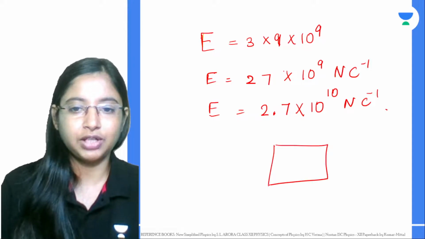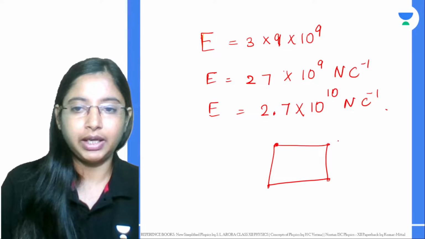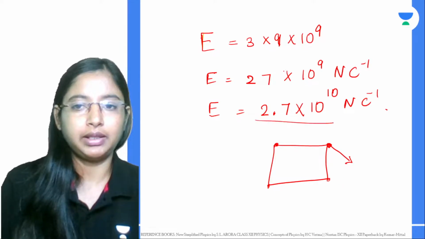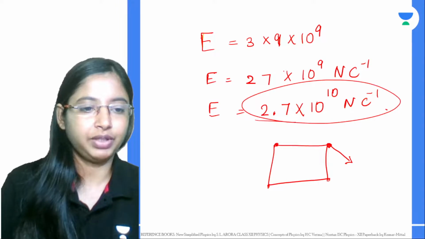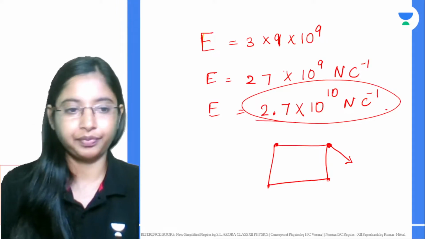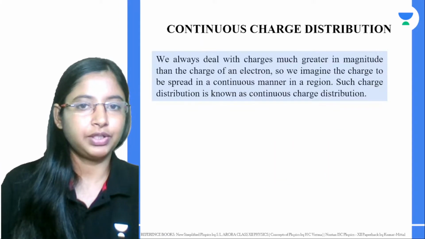So in this case you have 4 charges, and at this point B, the resultant electric field because of all of these charges was acting in this direction, down over here. The electric field was around 2.7 into 10 to the power of 10 Newton per Coulomb. Alright, so with this we are coming towards the end of the session.